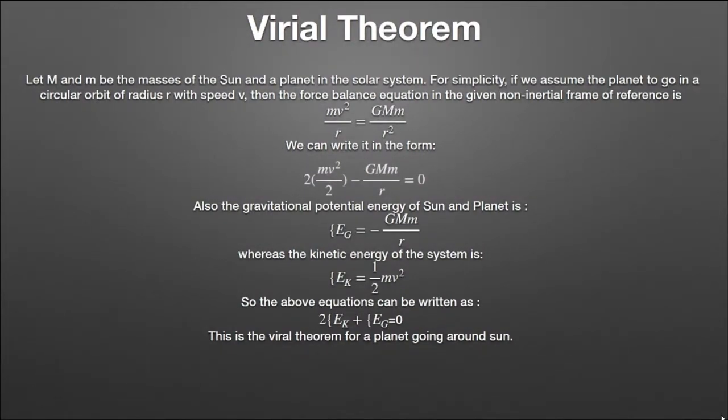Then the centripetal force and the gravitational force will be equal. So we can write this as 2 times mv squared by 2 minus GMm by r, as we multiply and divide this equation by 2. From this, the gravitational potential energy of sun and planet is Eg equal to minus GMm by r, whereas the kinetic energy is Ek equal to half mv squared. When we put all these values in, we get 2 Ek plus Eg equal to 0. So this is the virial theorem for a planet going around the sun.